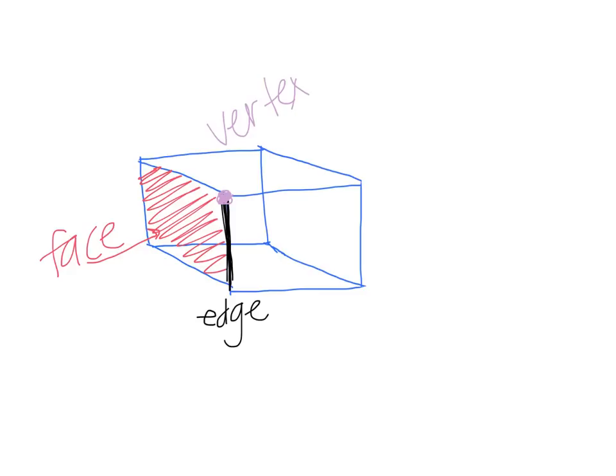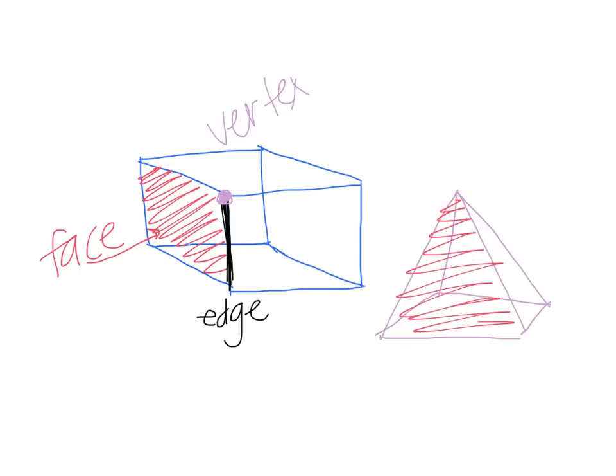Alright, I'm going to show you another example. Let's look at this figure. Let's see if we can find a face. So remember, it's your flat surface. If I look here, this one right in front is a good example of a face. An edge is where two faces meet, so right here is an example of an edge. Finally, a vertex is where three or more edges meet, so right at the top is an example of a vertex.